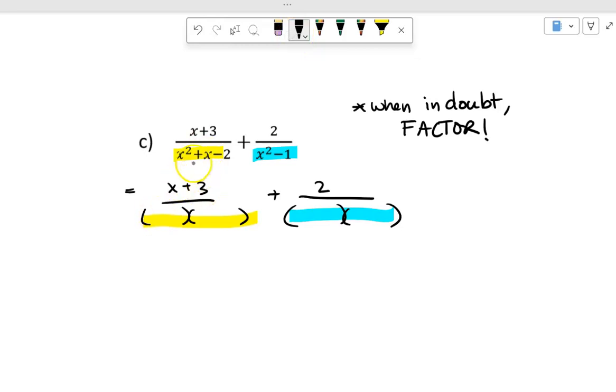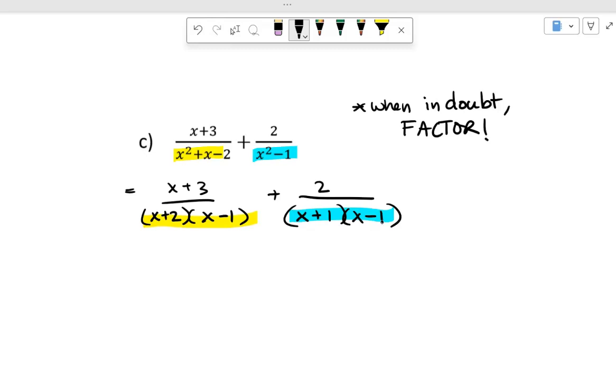In the first set of factors, in x squared plus x minus 2, I can factor that into x plus 2, x minus 1. In the next set of factors, which is a difference of squares, I can factor that into x plus 1, x minus 1.